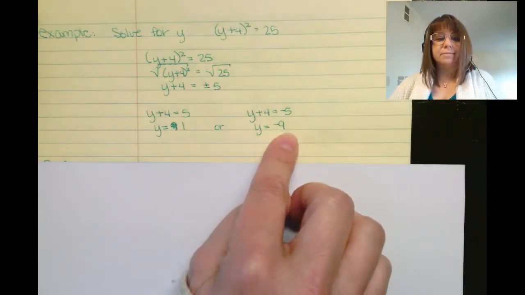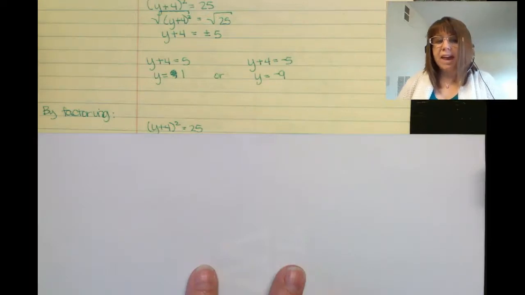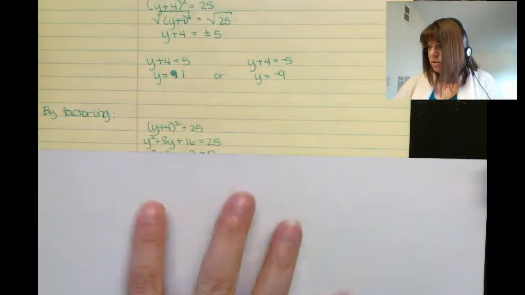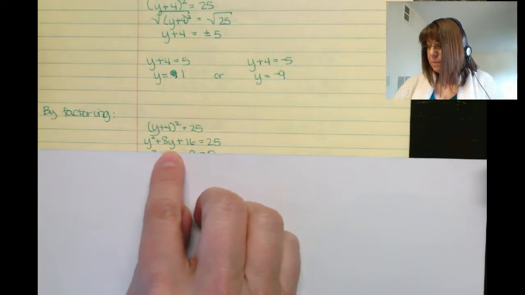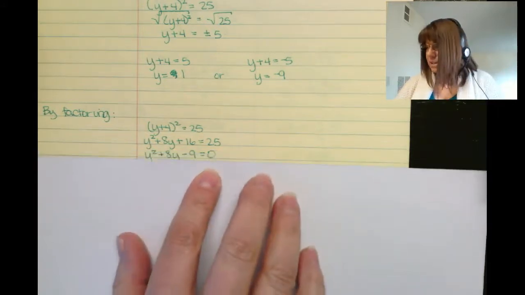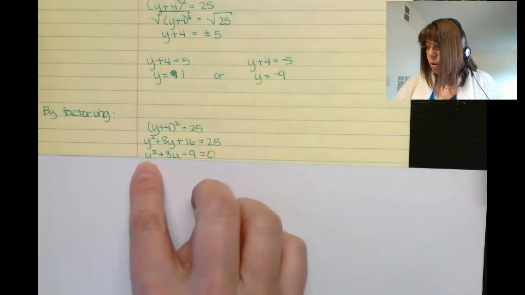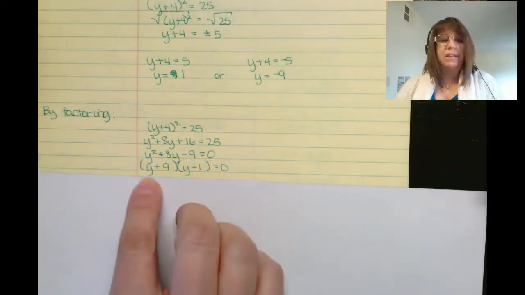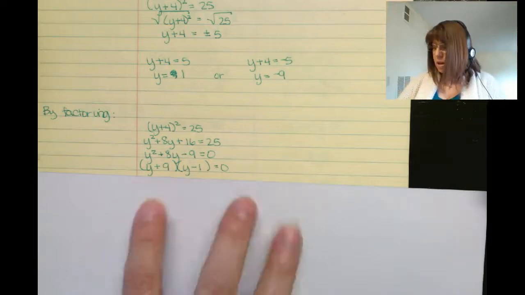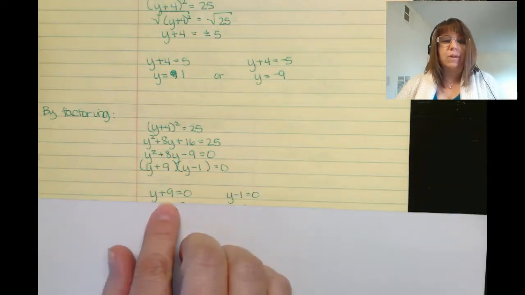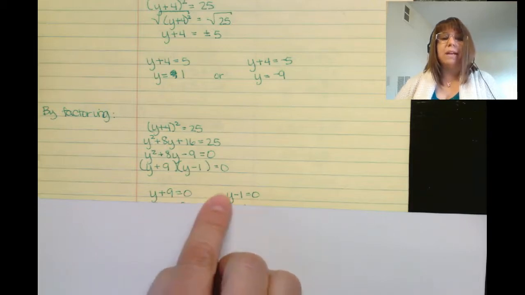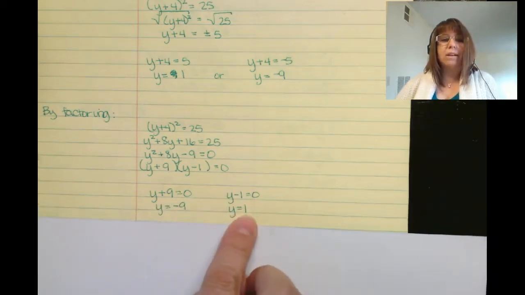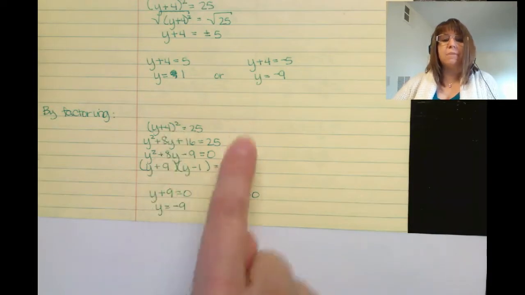I have two solutions. If I was going to try and solve this by factoring, first I would need to expand y plus 4 squared. So I have y squared plus 8y plus 16 equals 25. Bring the 25 over. So I have y squared plus 8y minus 9 equals 0. Factor it, y plus 9 times y minus 1. Break it apart into individual equations set to 0. y plus 9 equals 0. y minus 1 equals 0. Solve each of them. So y equals negative 9, y equals 1. We came up with the same solution, just a different method.